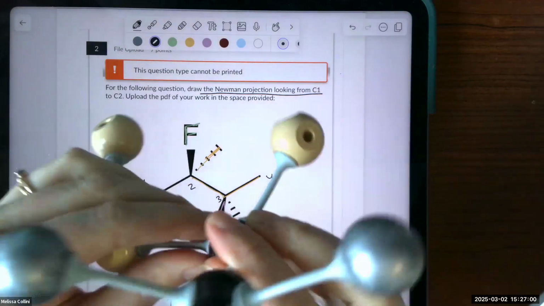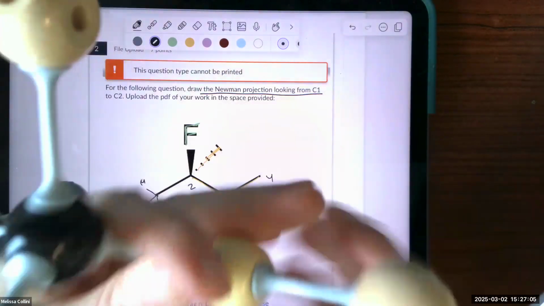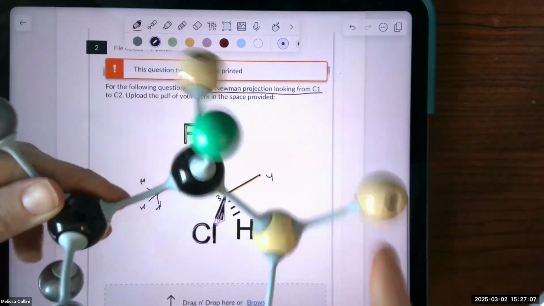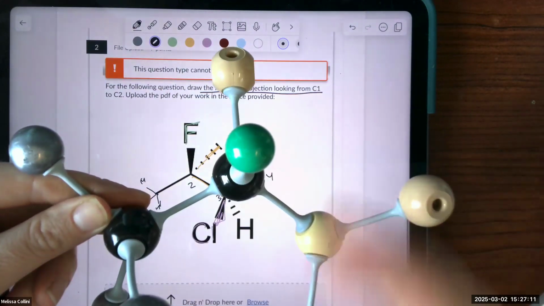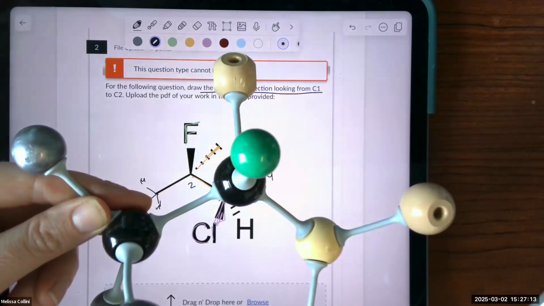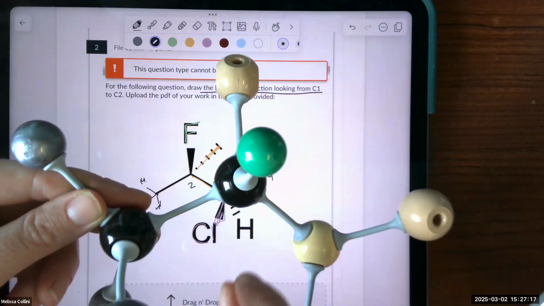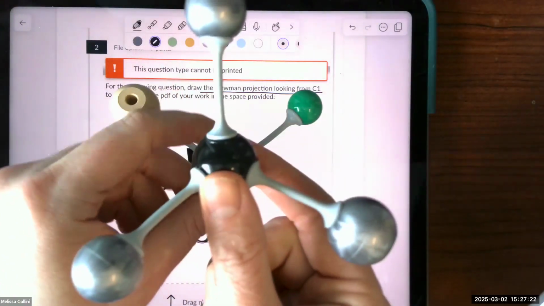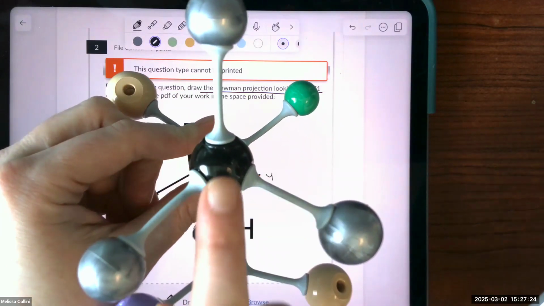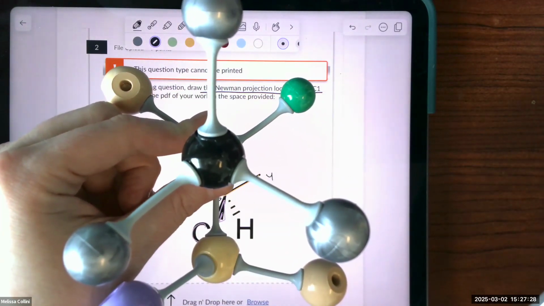Okay, so if we look here, I'll bring it back to the way it was before. This is from carbon 1 to carbon 2. This is my fluorine coming out of the page towards me. This is my CH3 going into the page. I've added in my hydrogens here. So the Newman projection would be looking from carbon 1 to carbon 2. So carbon 1 to carbon 2 is what we are looking at. So this is the image that we're going to see.